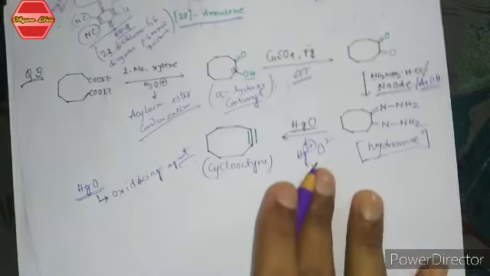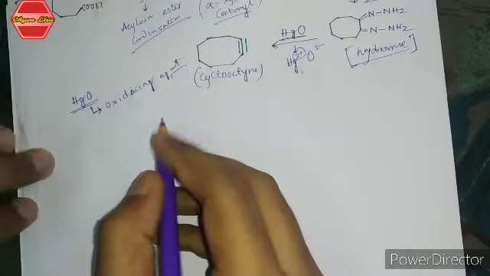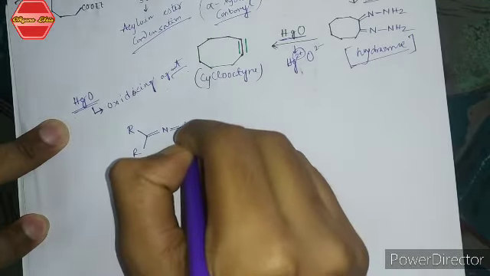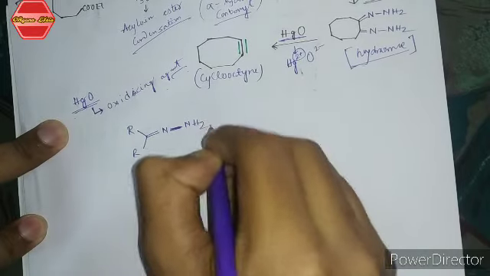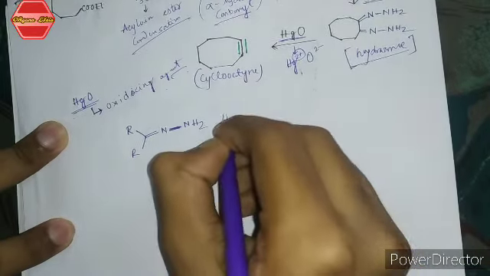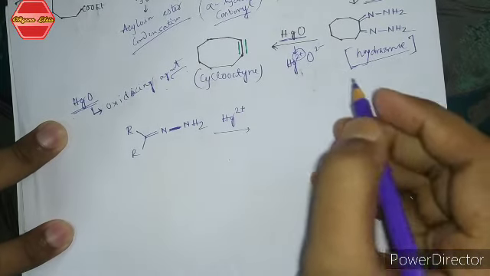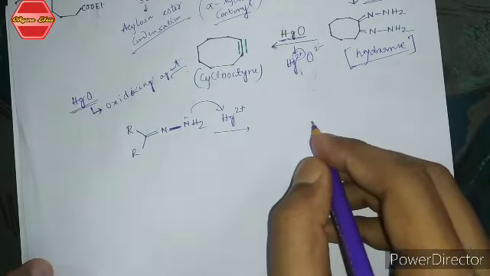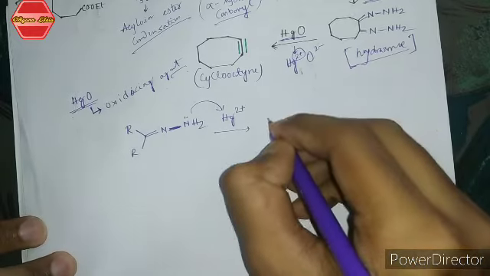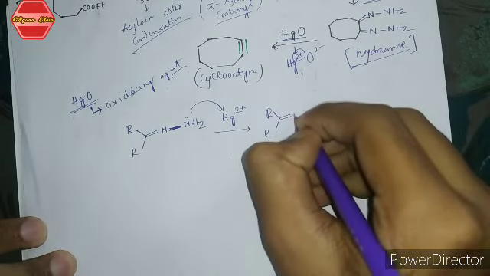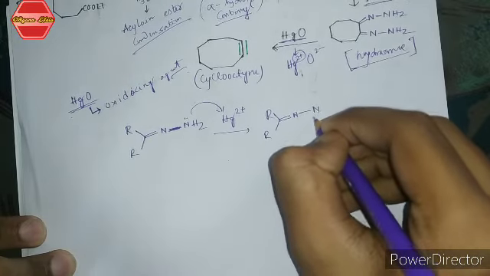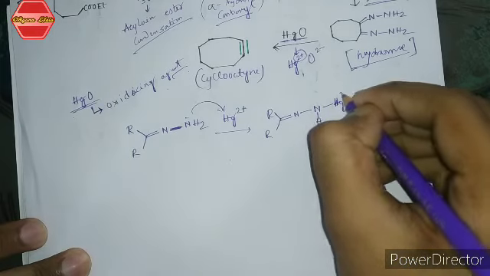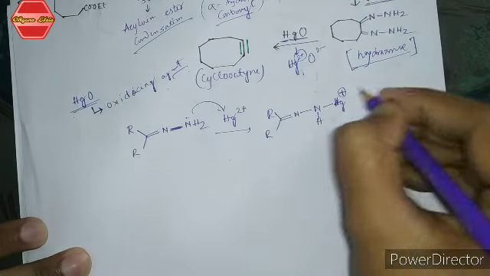Now let's look at how the reaction mechanism proceeds. Say we have taken a compound like this, a hydrazone derivative. Now you have to put this HgO, that is Hg2+, in the medium. This nitrogen has a lone pair of electrons, and it will attack this Hg2+. When Hg attaches to nitrogen, it will reduce from Hg+2 to Hg+1.